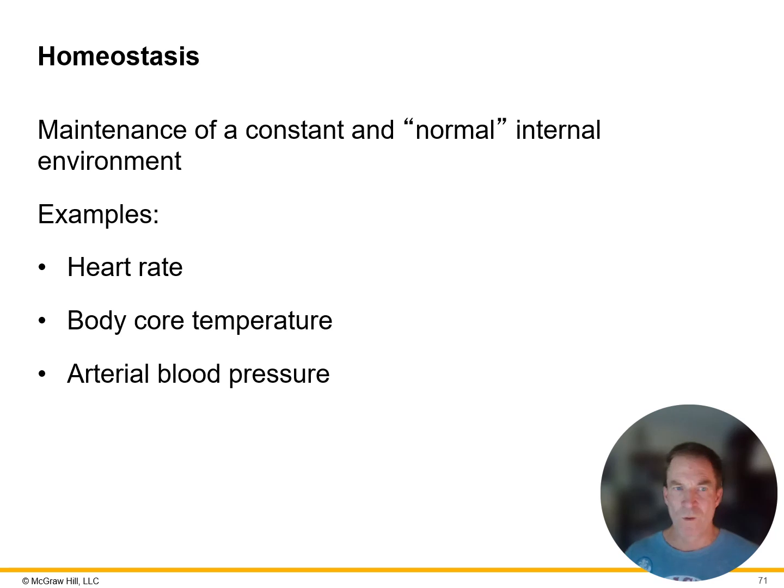So what is an example of homeostasis? Maintenance of a constant, normal internal environment. Now, they shouldn't have said constant, because it's not being held steady. It's just being held within a certain parameter. But heart rate, body temperature, arterial blood pressure, all these things are held at a relatively normal level, despite what the external environment is putting onto us. We will try to maintain a certain body temperature, heart rate, and blood pressure, no matter what.